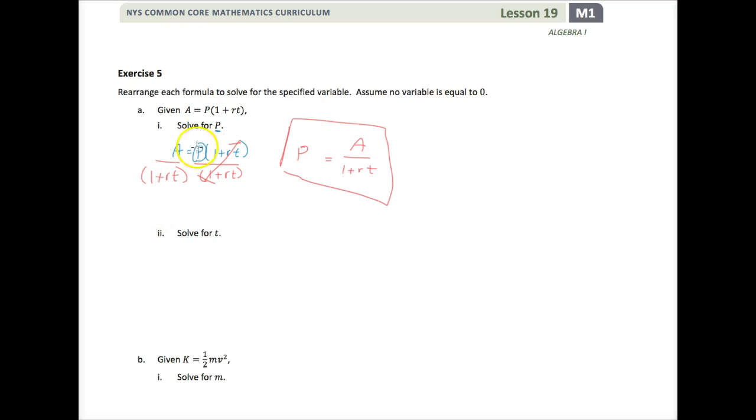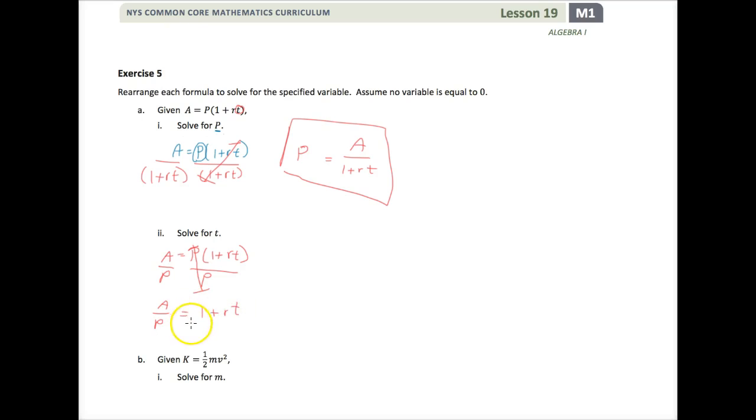Now it gets a little more difficult. Now we're solving for t. And p is tucked inside, so that makes it a little more difficult. So let's go ahead. A equals p times (1 plus rt). And since the t is inside, I can still make this fairly simple. This time, though, it's the p that I need to get out of my way initially. And when I do that, that gives me A over p equals 1 plus rt.